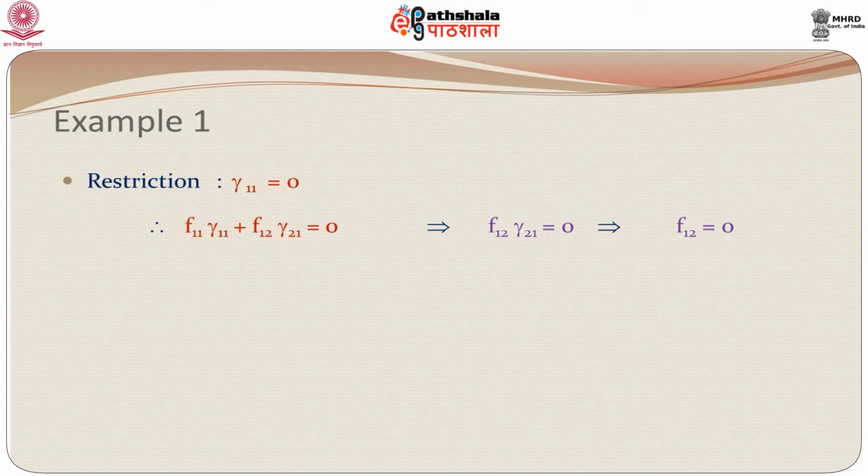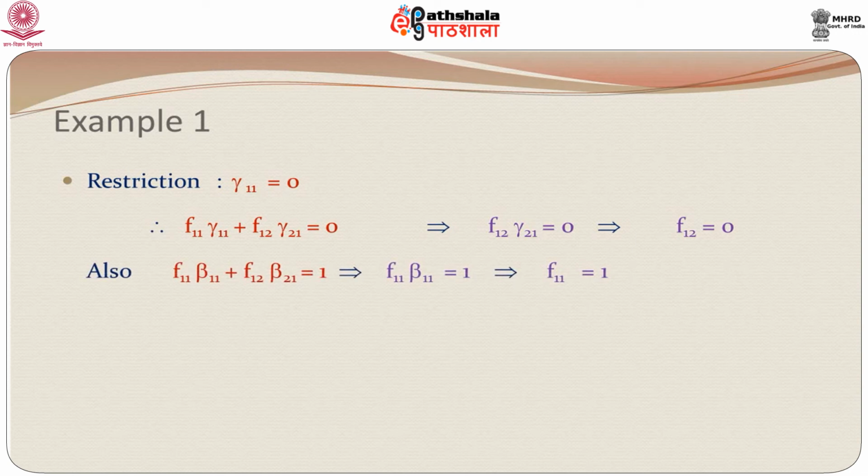If γ11 is equal to 0, then that means that the third element in the first row of A is 0. Equivalently, the third element in the first row of FA must also be equal to 0. That is, F11 γ11 plus F12 γ21 must be equal to 0. But since γ11 is equal to 0, this reduces to F12 γ21 equal to 0. And since γ21 is not 0, F12 must be 0.